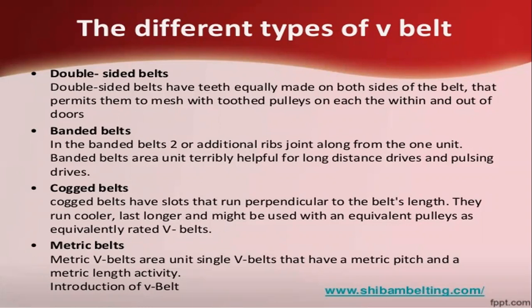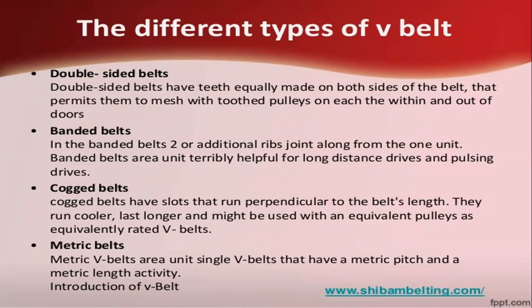It has to be equally made on both sides of the belt, which permits them to mesh with two pulleys on each, within and outside of the drive. It is used on the within and outside belts.